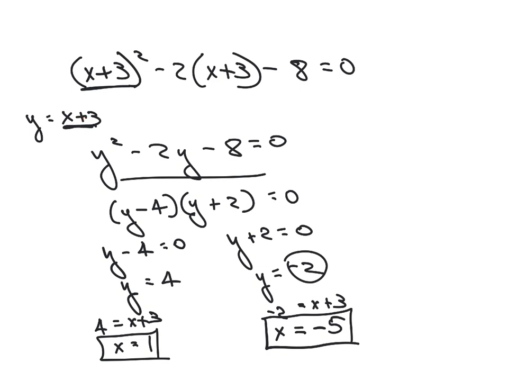So I end up getting x equals 1 and x equals -5. So I ended up with an x value. The y's disappeared because I substituted it back in for x. Okay.